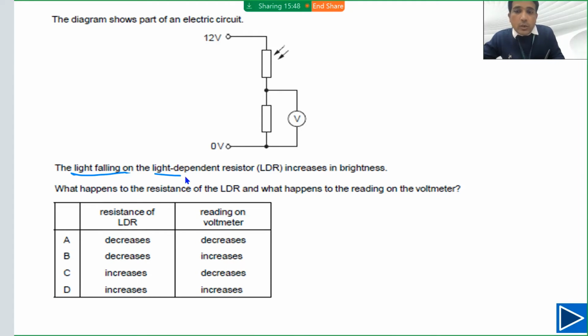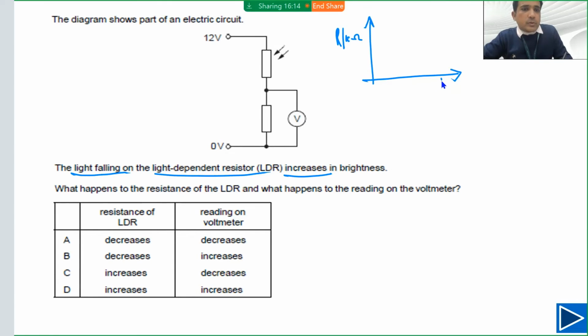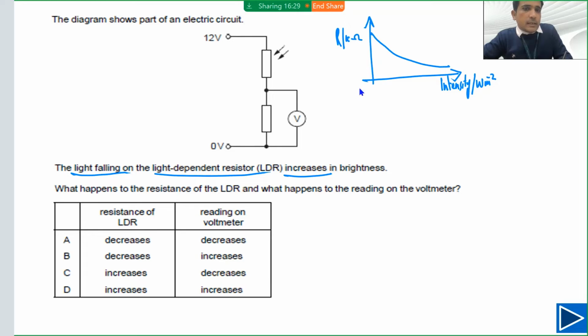Light falling on the light dependent resistor increases. So if light falling on the LDR increases, how about the resistance? I hope you will say decrease, but if you're still not very clear about this one, you can look at this curve. You can look at the graph between resistance and light level. This is in kilo ohms. You can say the intensity of light, and we can use the unit watt per square meter. You will see resistance decreases as light level increases.